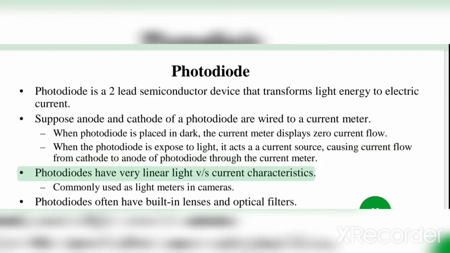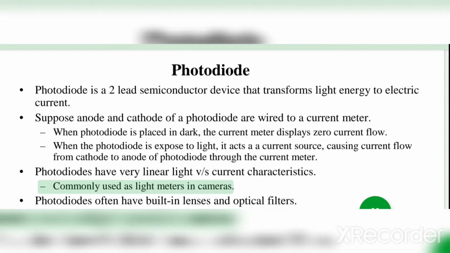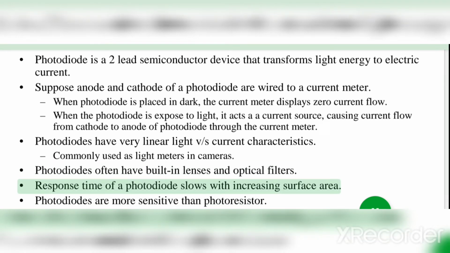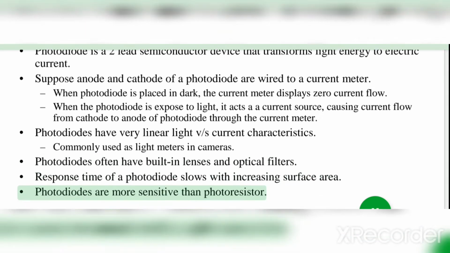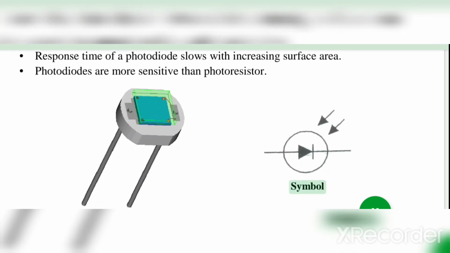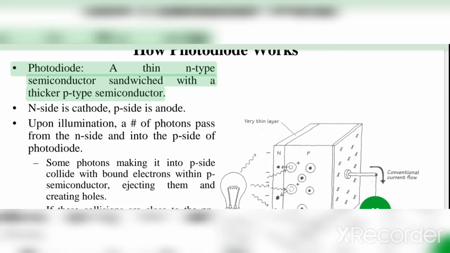Photodiodes have very linear light/current characteristics, commonly used as light meters in cameras. Photodiodes often have built-in lenses and optical filters. The response time of a photodiode slows with increasing surface area. Photodiodes are more sensitive than photoresistors. Symbol. How a photodiode works: a thin N-type semiconductor sandwiched with a thicker P-type semiconductor.